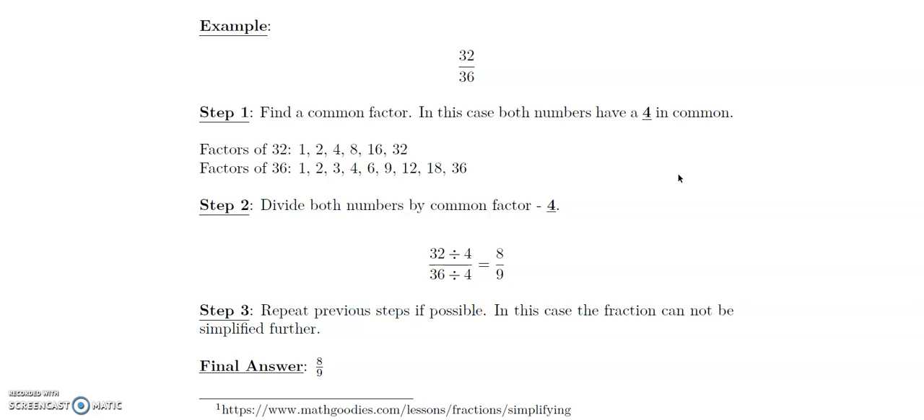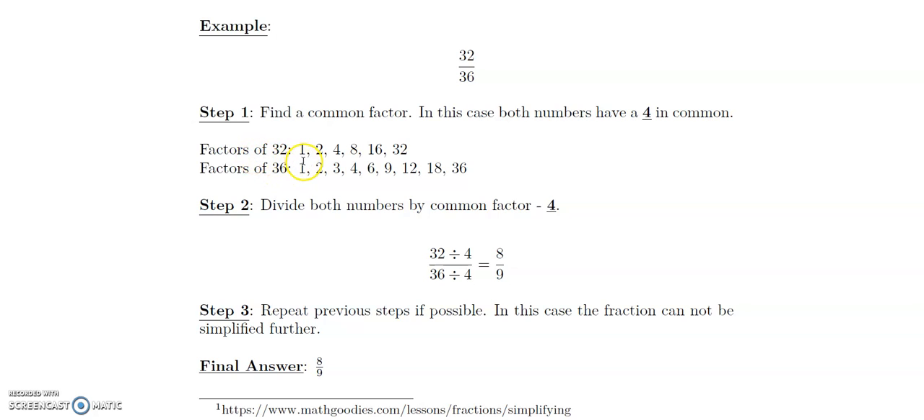But if we want to see if they have another number in common besides 1 and 2, we can list out the factors of 32 and 36. Now, when I say list out factors, what I'm saying is we need to determine what two numbers multiply together to be either one of these numbers.